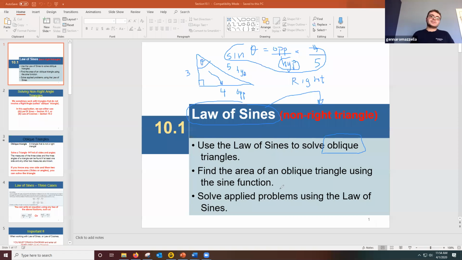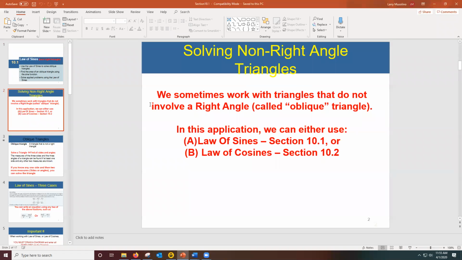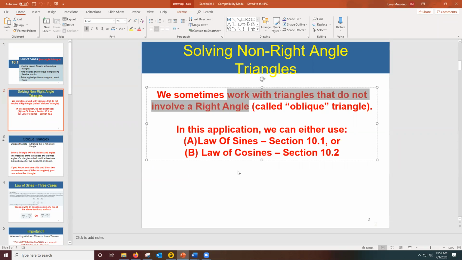All right, so what we need to do then is look at two options. If you're going to solve or work with triangles that don't have a right angle, you're going to have two options. Either we can use law of sines, and that's what we're going to talk about now, or we can use something called law of cosines. We're going to talk about that next week.